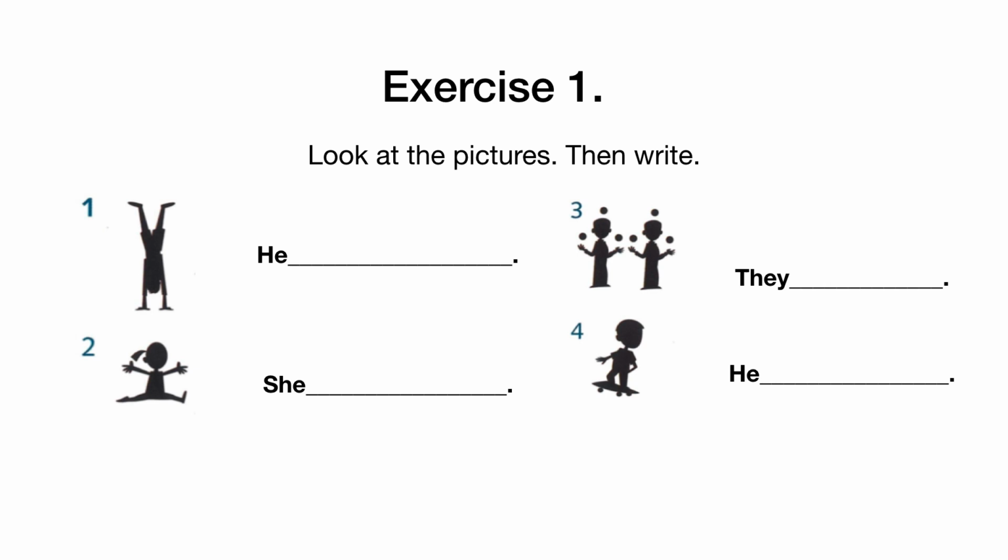Okay, now let's check. Number 1, he can do a handstand. Number 2, she can do the splits. Pay special attention to the ending, splits. Number 3, they can juggle. Number 4, he can skateboard. Well done.